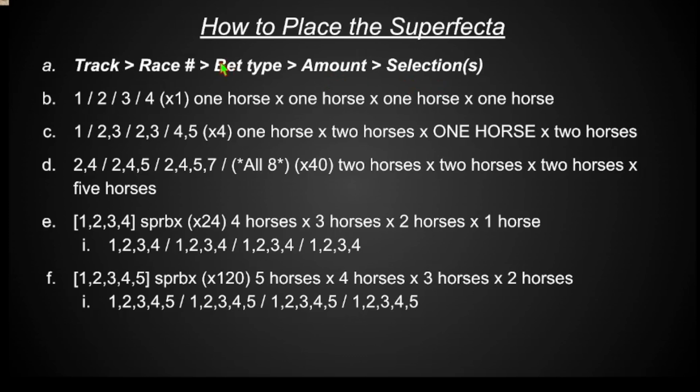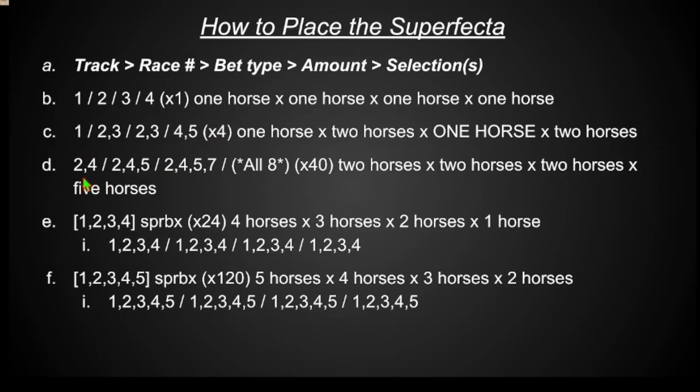And then your selection. So for example, if we look at B, I might say something like Golden Gate Fields, race number 1, a superfecta for 10 cents, 1, and then each slash indicates the next placing. So you would say with, 1 with, 2 with, 3 with, 4. That'd be a 10-cent bet. For C, same thing. Golden Gate Fields, race number 1, a superfecta for 10 cents, and my selections are 1 with, 2, 3 with, 2, 3 with, 4, 5, and I would hand over 40 cents.